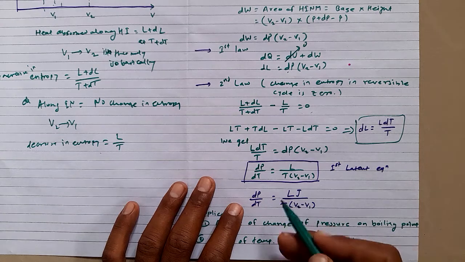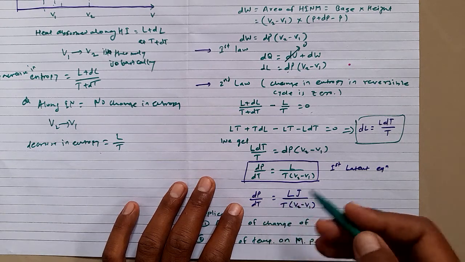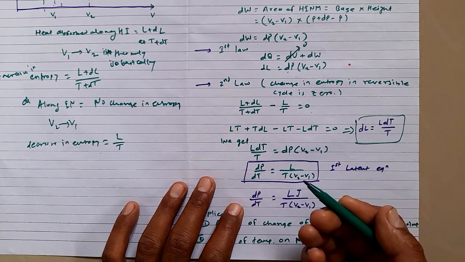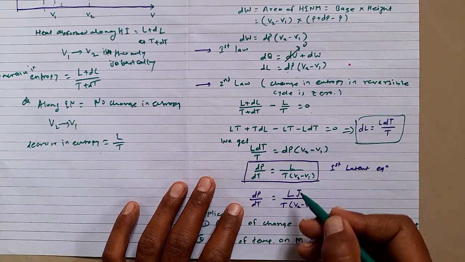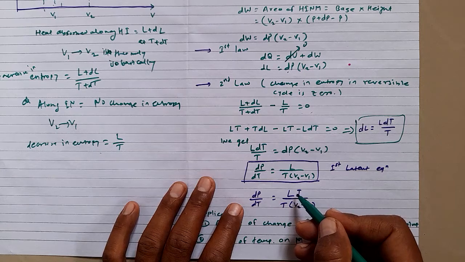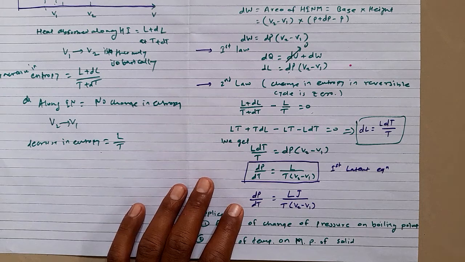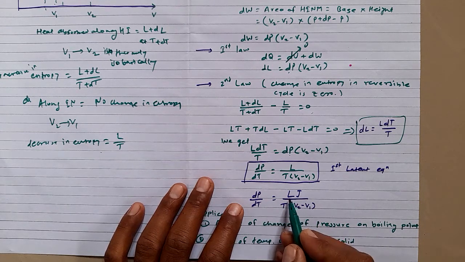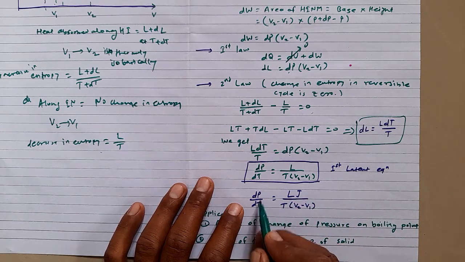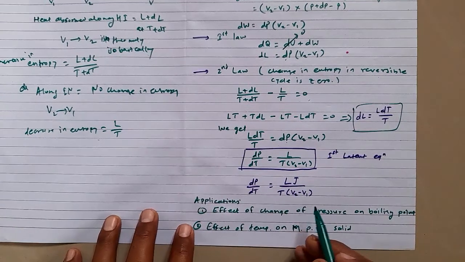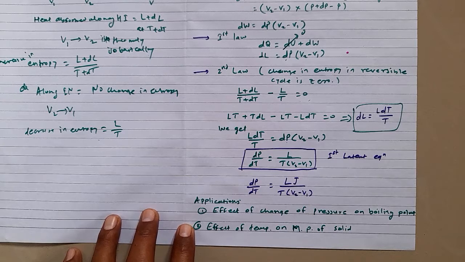So here work is expressed in joules, and heat is expressed in calories, right? Therefore this equation can also be written with the mechanical equivalent of heat, that is J, 4.18. So that is the mechanical equivalent corresponding to calories. So we can have dP by dT is equal to L J upon T into (V2 minus V1). Now, what are the applications of this equation?